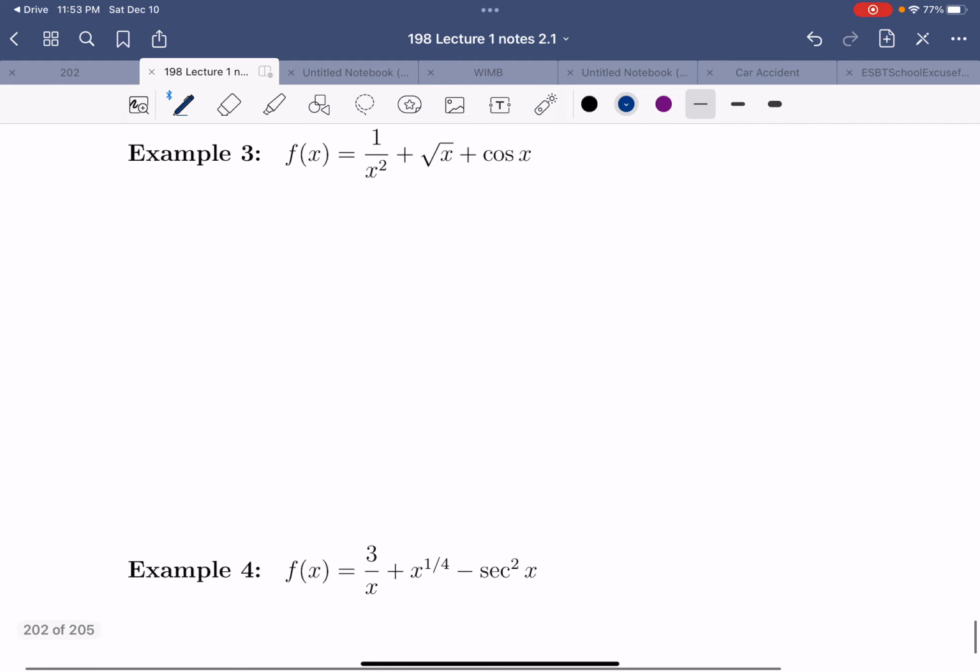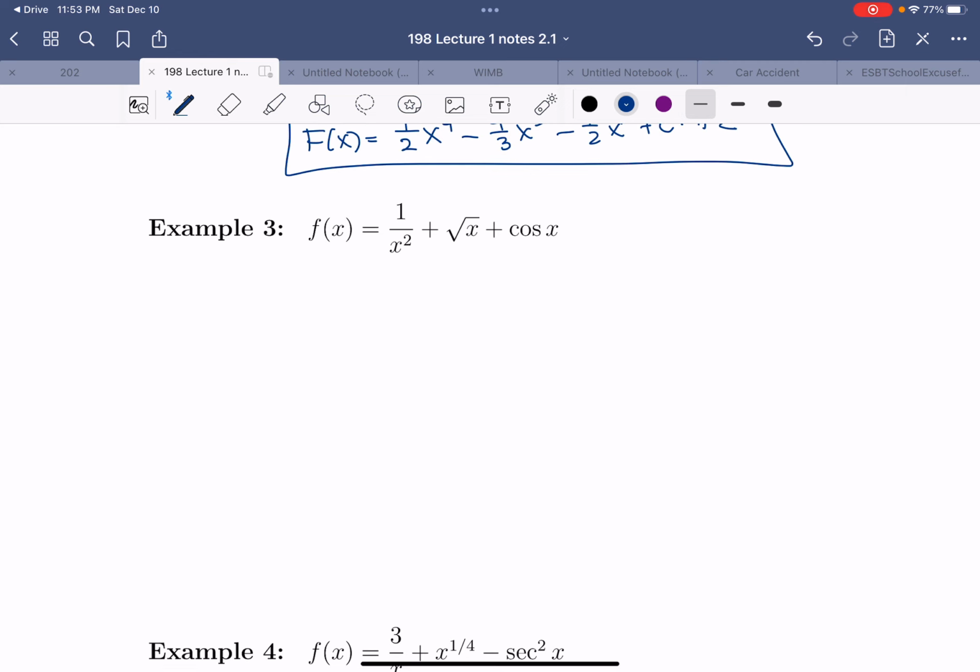Now, don't forget, like in example 3 here, that if you have things like square roots, you're going to have to convert them to powers. If you have x's in the denominator, you're going to have to convert them to powers. So I'm going to think of this as x to the negative 2 plus x to the 1/2 plus cosine x, just as you would if you were doing derivatives. So now when I find the antiderivative, add 1 to the negative 2, that gives me negative 1, and divide by the new exponent. For x to the 1/2, add 1, that becomes 3/2. Multiply by the reciprocal, which is 2/3.